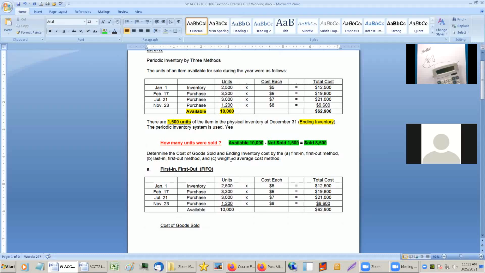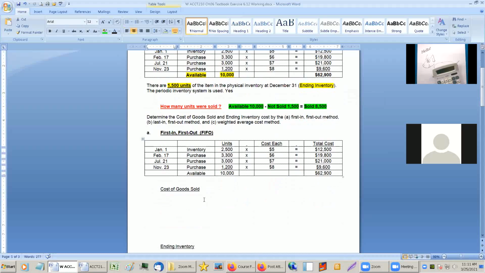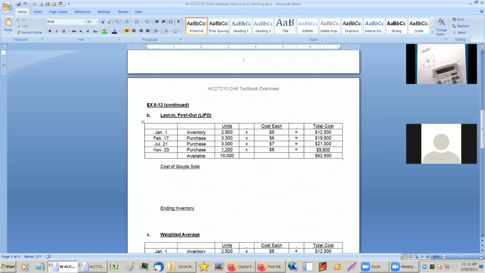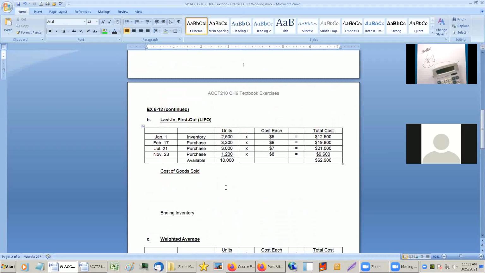Okay, so now here's what we're going to do. This data is the same. This is the same as this. I just separated it out so we can do it. Just made it a little easier. So we're going to figure out what the cost of goods sold is and what the ending inventory is, doing FIFO, LIFO, and weighted average.